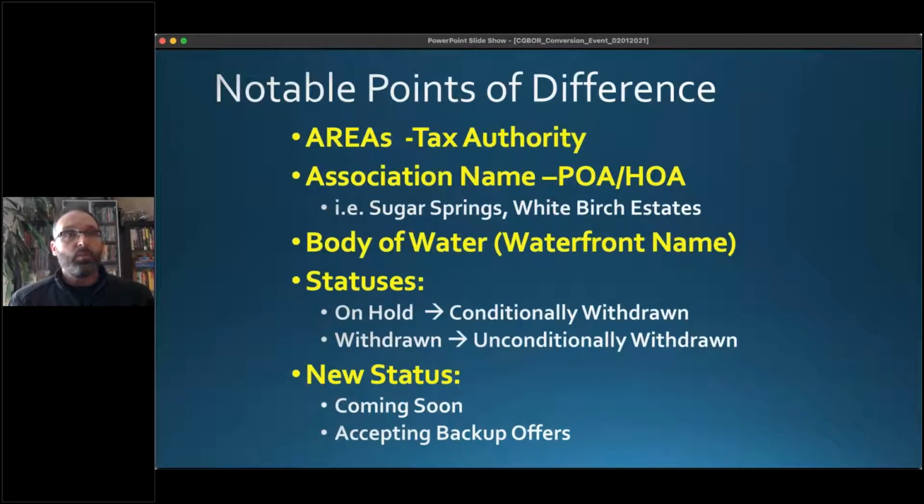Statuses. Some of the big differences are your on hold is equivalent to our conditionally withdrawn status. There's still a contract on it. There's still a listing agreement on it. Withdrawn, that is unconditionally withdrawn. It's gone. There's no contract now. It's a torn up or voided listing agreement with the seller.